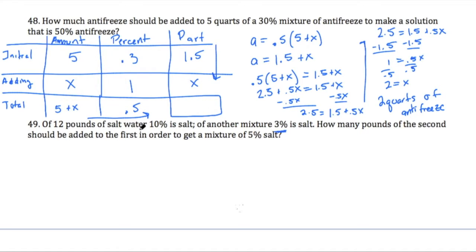So how many pounds of the second should be added to the first in order to get a mixture of 5% salt? So let's do some mental calculations ahead of time. If we are starting with 12 pounds that is 10% salt, and we have to get to 5%, well, 5% is closer to the 3% that we are adding. So we're going to need more of it to get there. Since we have 12 pounds of the salt water here, we're going to need a lot more of the 3% to bring it down to that 5%. Okay, so let's make our table here.